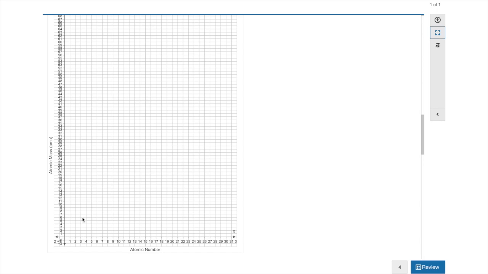Here's our atomic mass versus atomic number graph. Atomic number is the x variable on the horizontal axis, and the atomic mass is the y variable on the vertical axis. Let's plot the data for the 5 elements that we did together. You can plot the other 4 elements.